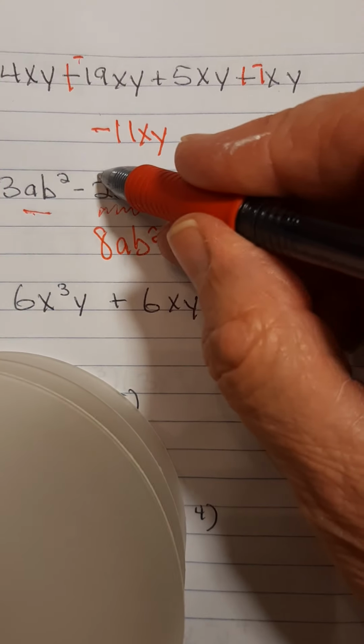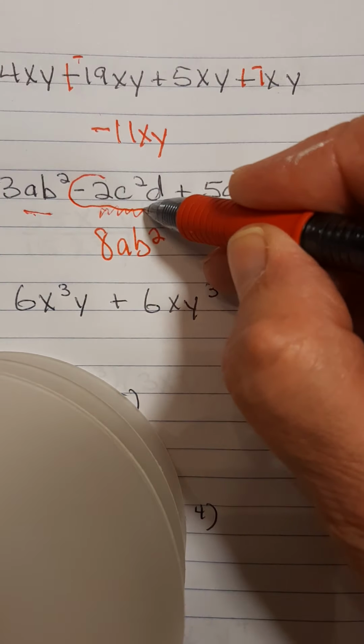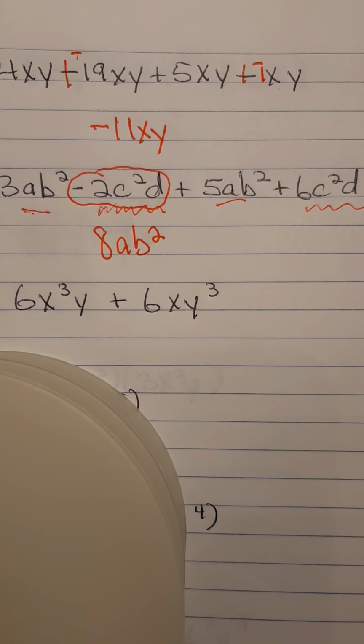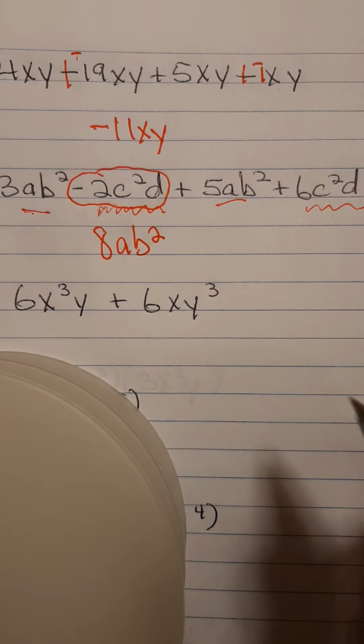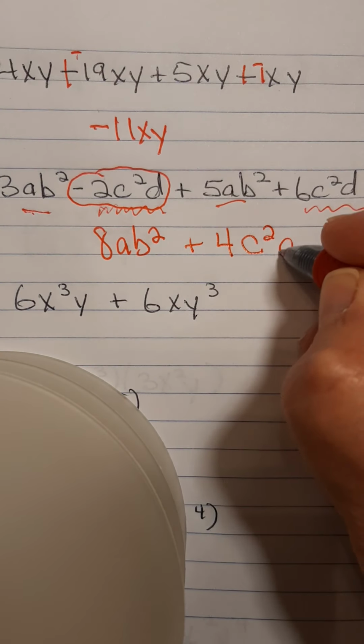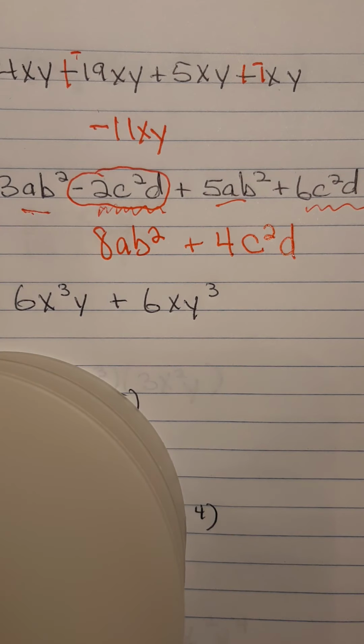And now we can do the c squared d's. It's a negative 2. See that right there? That's a negative 2 or minus 2 c squared d and a plus 6 c squared d for a positive 4 c squared d. Remember, when you're adding and subtracting monomials, their exponents and their variables have to match exactly. They have to be exactly the same.